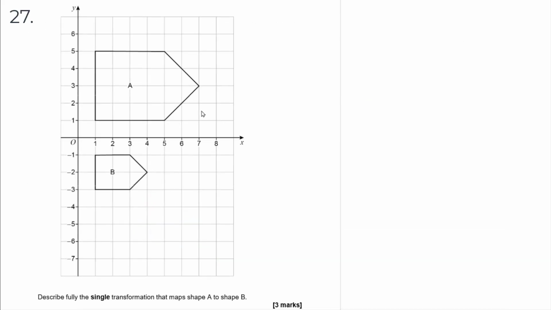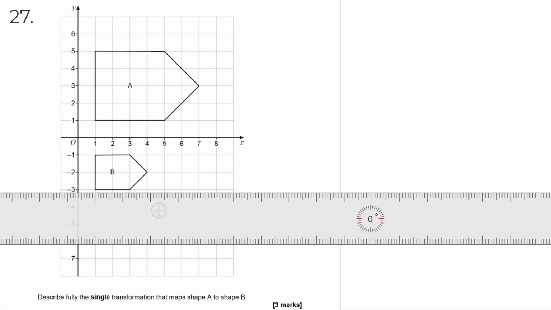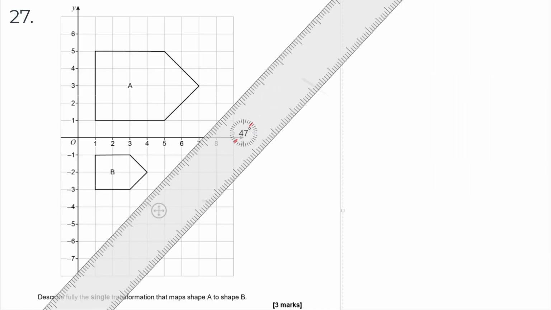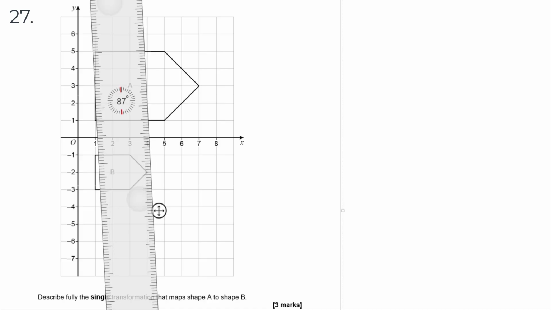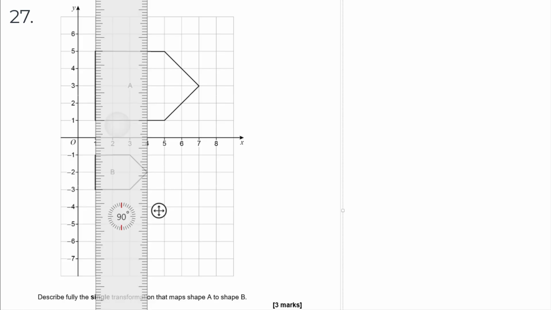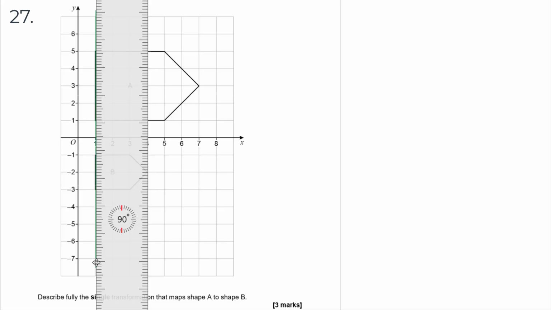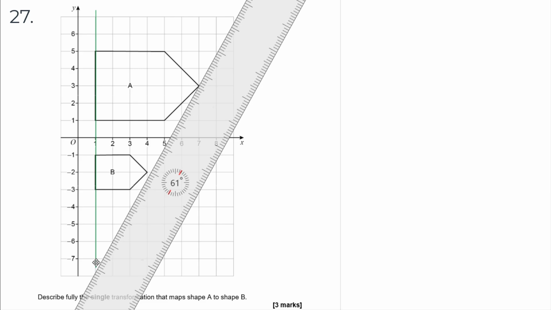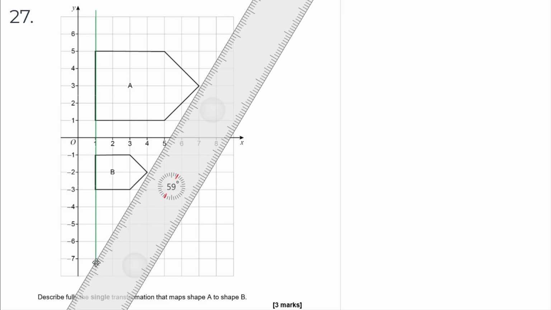Question 11. Describe fully the single transformation that maps shape A to shape B. Okay. Now this is an enlargement. I can see that already because the shapes are saying change size. But notice the original, the object, is bigger than the image. So this enlargement has actually made my shape smaller. Now that's fine. That can happen. It happens when you're using a fractional scale factor, so that's something to bear in mind.